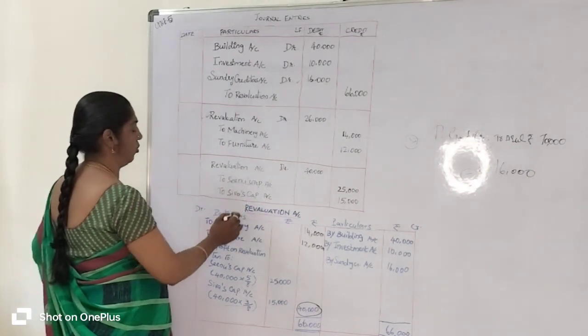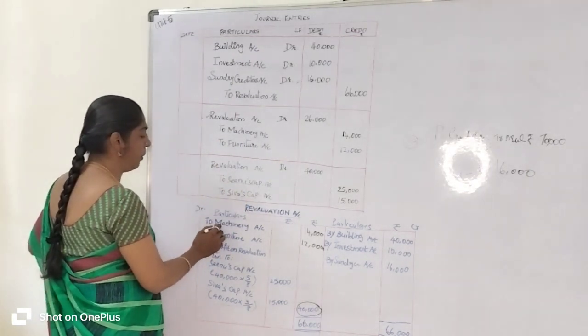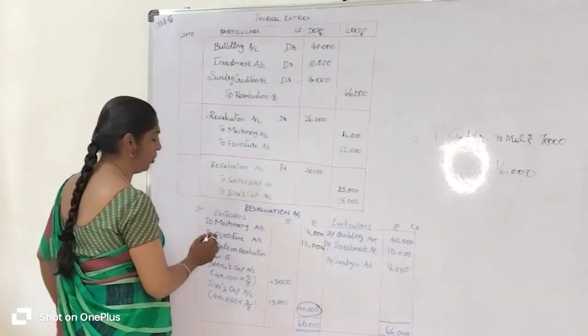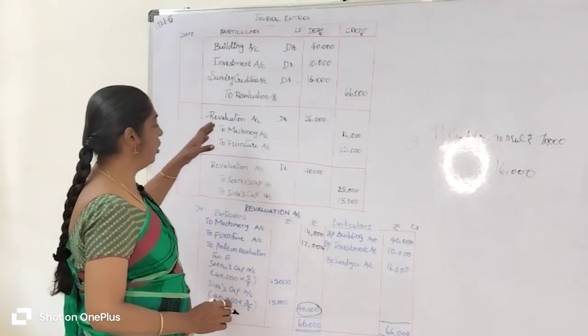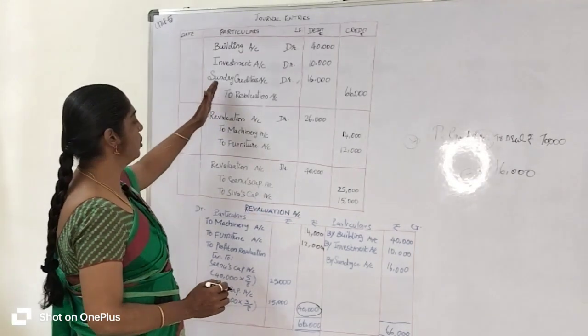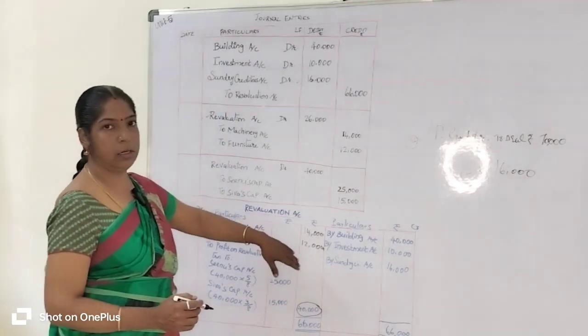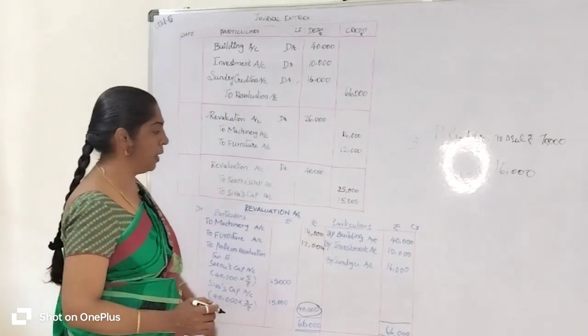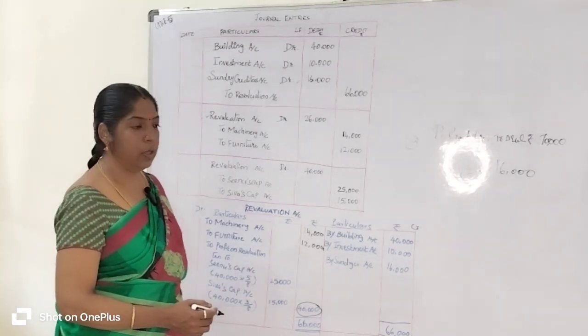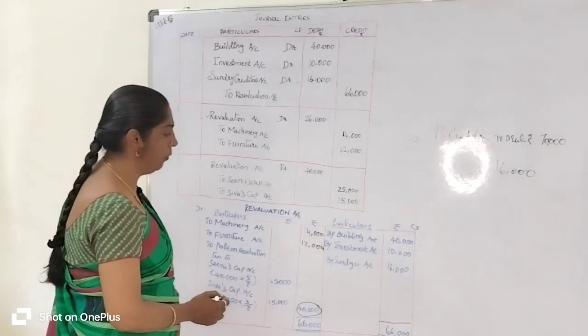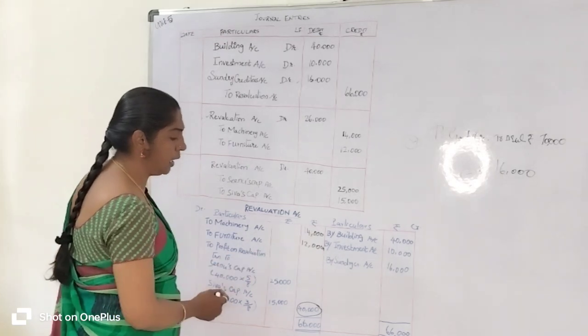Machinery account, furniture account. So you are going to enter machinery account 14,000 rupees, furniture account 12,000 rupees, we entered. Okay. So the revaluation related accounts we entered in the ledger account. Now we are going to find out the total. Which side do we have the higher value, debit side or credit side?